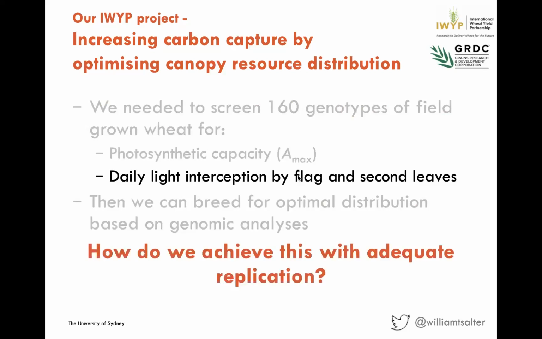But with the standard plant physiology phenotyping tools, how do we achieve this with adequate replication? Well, I'm not going to talk about the photosynthetic capacity today. I have added a couple of slides at the end, so if I have time, I'll talk a bit about that. But really, I'm going to talk about how we measured the daily light interception by the flag and second leaves today. And so we did think that ceptometry was the answer, but we wanted to maybe use something different from standard ceptometry practice. And so I'll just give a brief overview of how people normally use ceptometry, and then go over the flaws, and then how we quantified one of these major flaws.